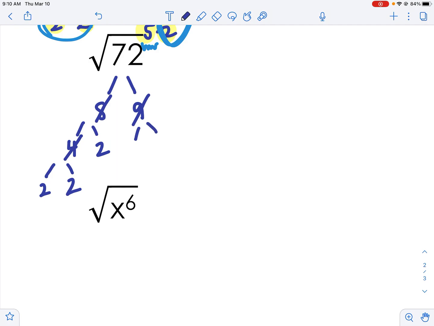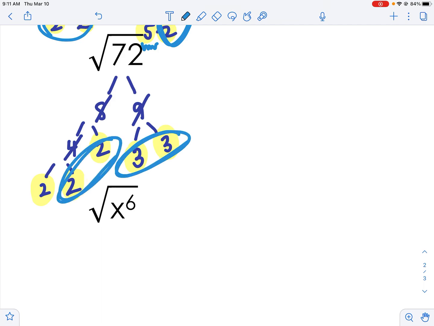Now 9 would break down into 3 and 3, and I can't break these numbers down anymore. So I'm looking here at all these 2s, all these 3s. Now you're going to ask yourself the question, do you have any pairs? I see a pair of 3s. Do I have a pair of 2s? Yeah. And I have 3 2s, which means I have 1 pair and 1 solo.